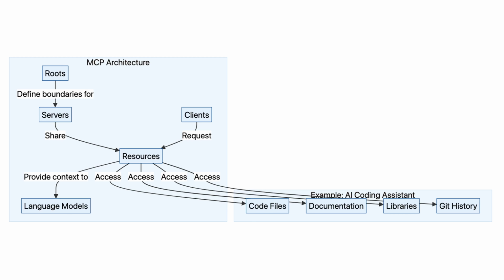Exactly, Emma. So think of it this way. Roots set the boundaries for where servers can go, but resources are what the servers can actually share with clients. Imagine you're using an AI coding assistant. For it to be truly helpful, it needs context, right? It needs to understand your code files, your project structure, maybe even your database schema. Resources are MCP's way of making all that possible. They're like a library of reference materials that the AI can access to better understand what you're working on.